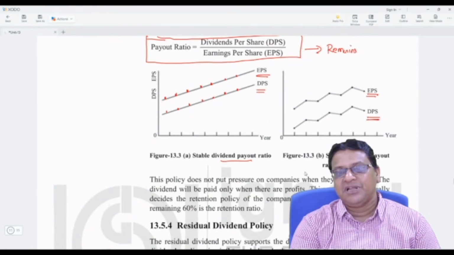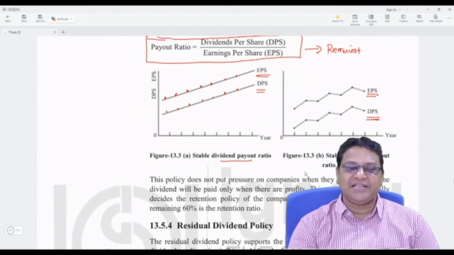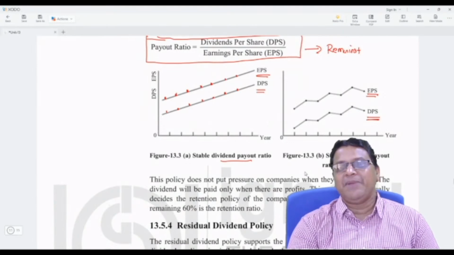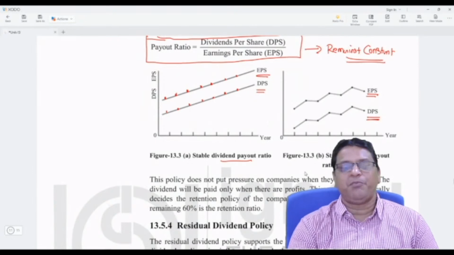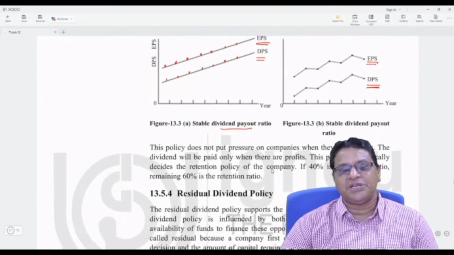40%, 30%, year after year, you maintain this ratio. 40% of the earning I will distribute. If earning increases, dividend amount increases, but the payout ratio remains constant. This type of policy is known as constant payout ratio policy.